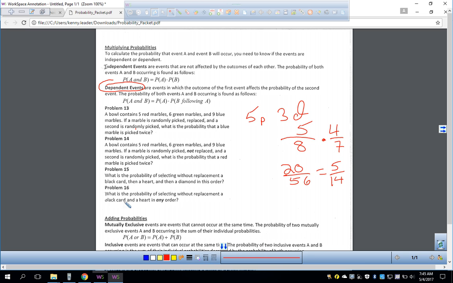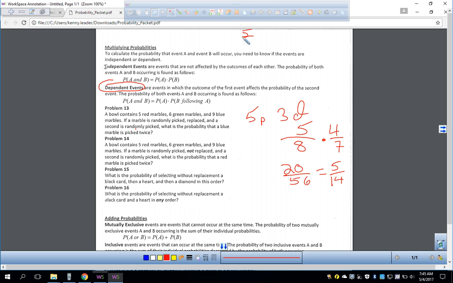Now that's called dependent events, okay? Meaning one depends on the other. But if I put the penny back in, that's independent, okay? So what's the probability that I pick out 2 pennies in a row if I put it back? On my first try, what's my probability of picking out a penny? If I have 5 pennies and 3 dimes, still 5 out of 8.